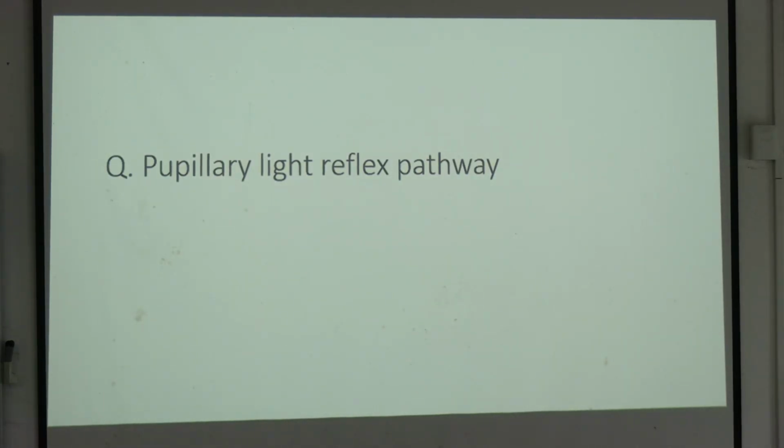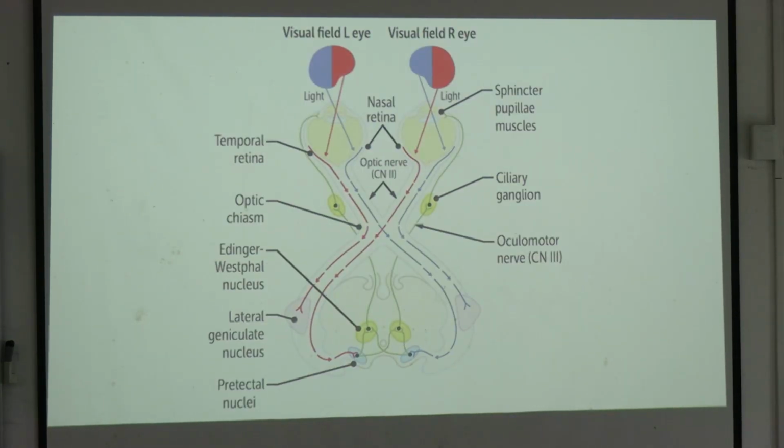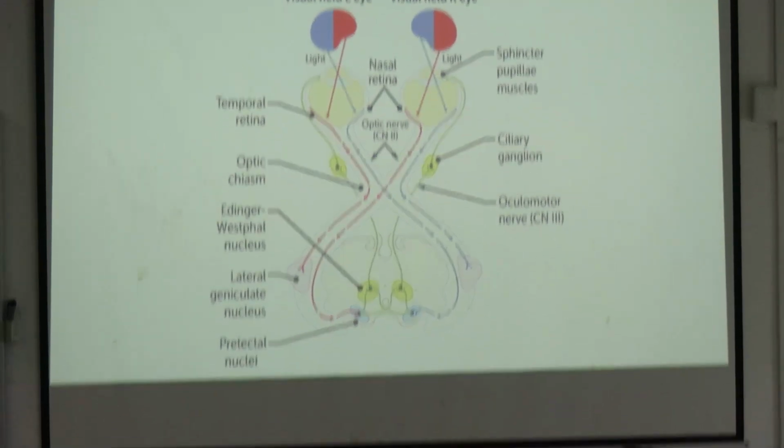Pupillary light reflex pathway. Again, this slide is important for today's discussion. We talked about the visual pathway where the optic tract goes to the lateral geniculate body, but there are some nasal fibers which bypass the lateral geniculate body and go to the midbrain and end in the pretectal nucleus in the midbrain.